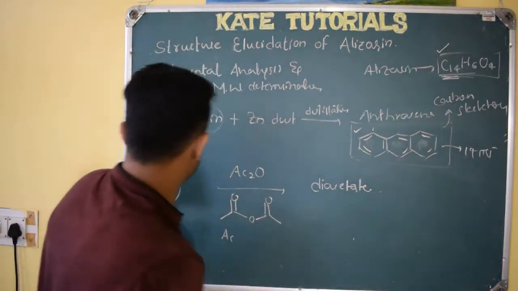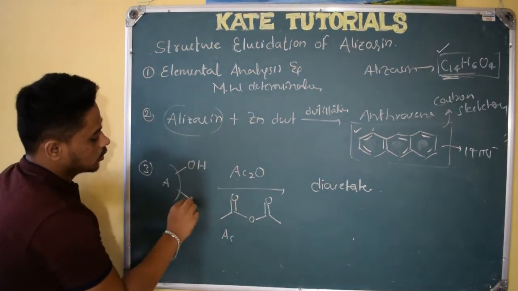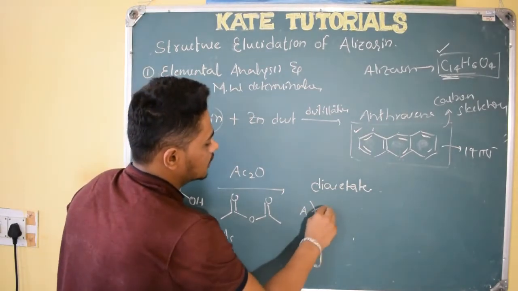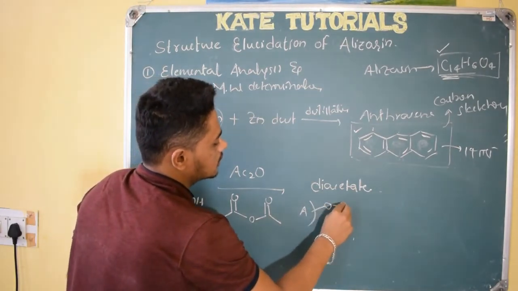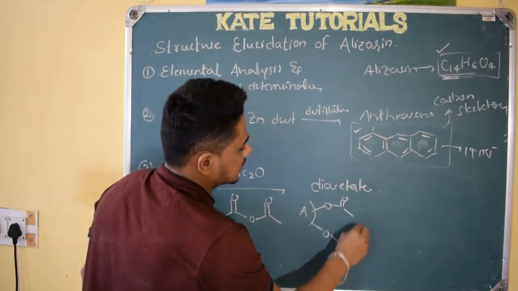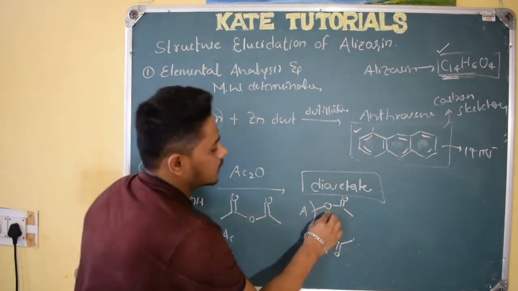So what does it mean? See, this alizarin has got two OH groups. Two OH groups means diacetate. It will form: this alizarin is there, right? So O, CO, CH3. Here also O, CO, CH3. So this is diacetate. Ester it will form, right?